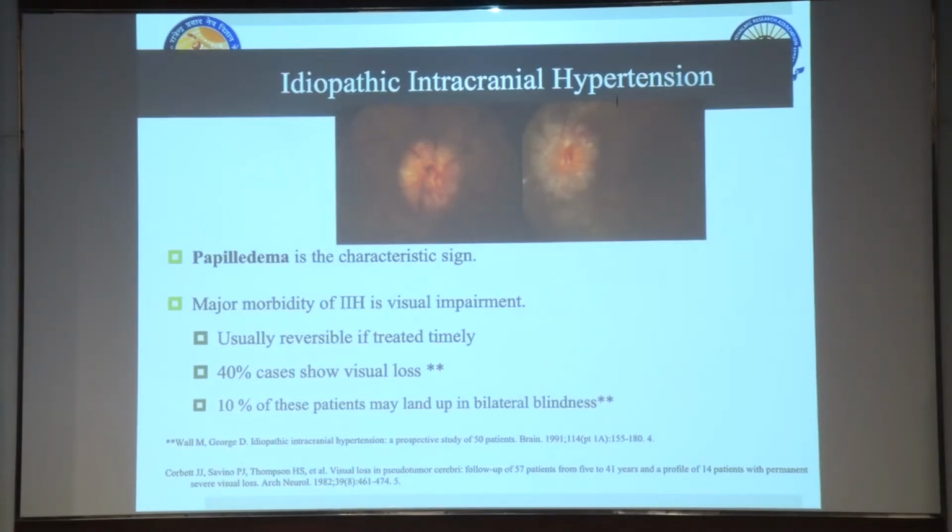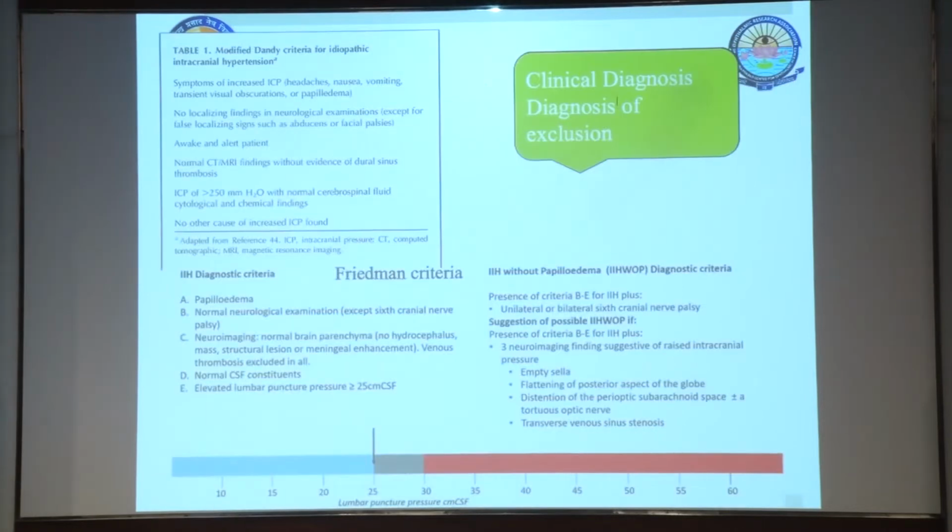What is a much more prominent symptom of IIH is vision loss. It's a prominent morbidity also. And it is usually reversible if treated timely. 40% of cases will show vision loss sooner or later at some point of time, and 10% of these patients may actually land up in bilateral blindness.